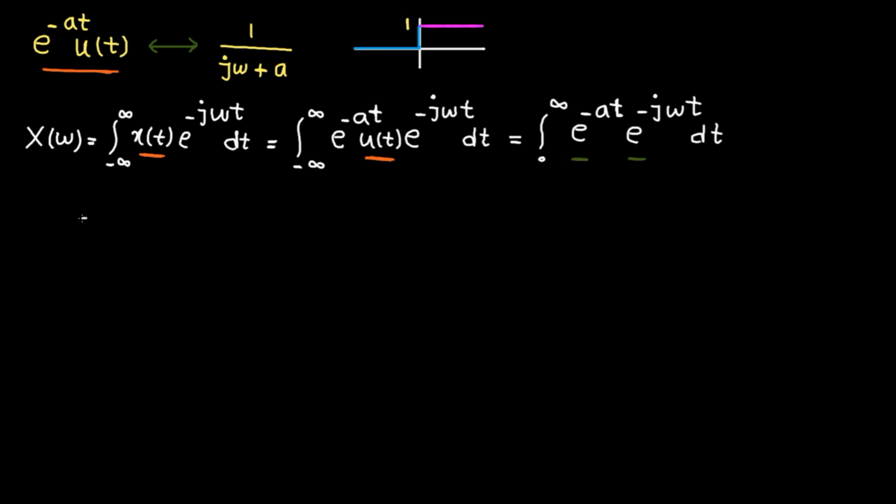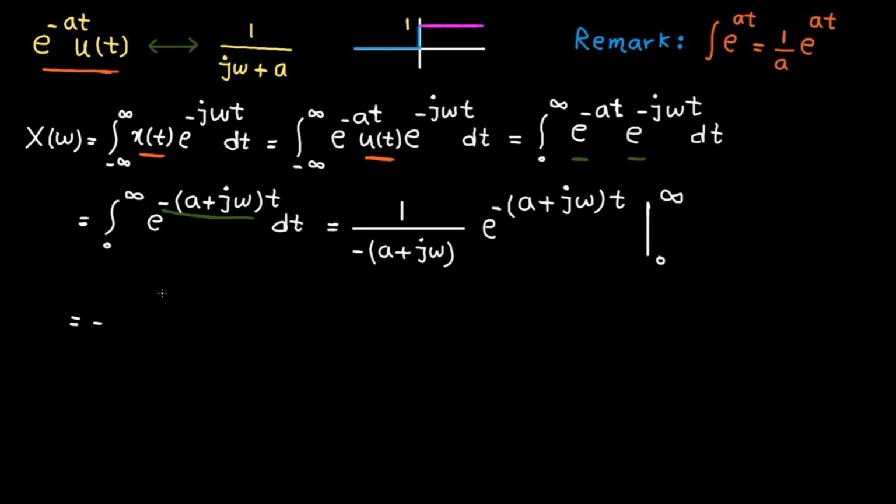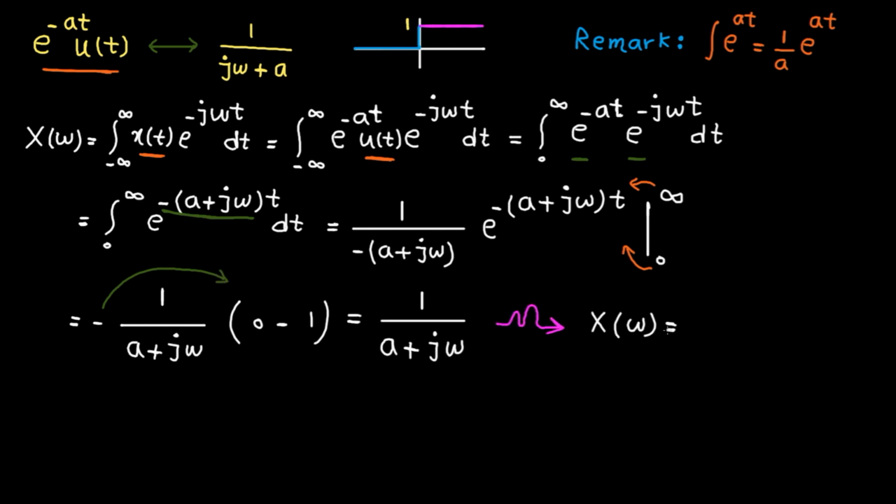Let's combine these two terms. Again, based on the remark, this is a constant value and the solution is this. I'm going to bring the minus sign to the front and replace t by the upper and lower bounds. E to the power of minus infinity is 0 and e to the power of 0 is 1. Bring the minus sign inside the parentheses. Here is the final answer. I'm just going to switch these two terms and write it like this. Done.